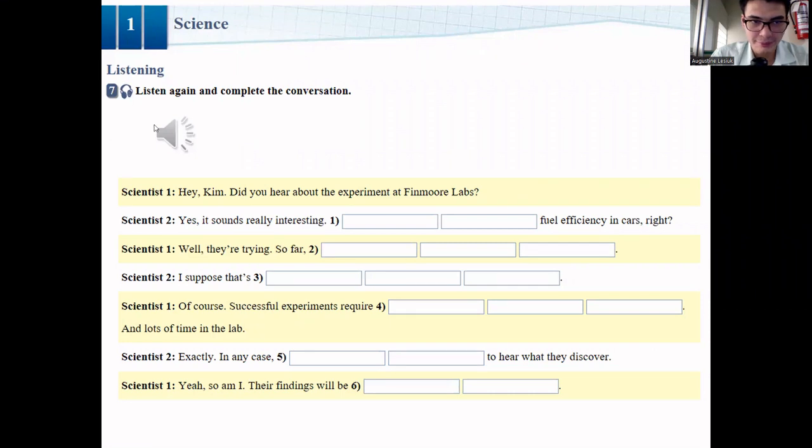Here's the audio clip. Exercises 6 and 7, page 5.